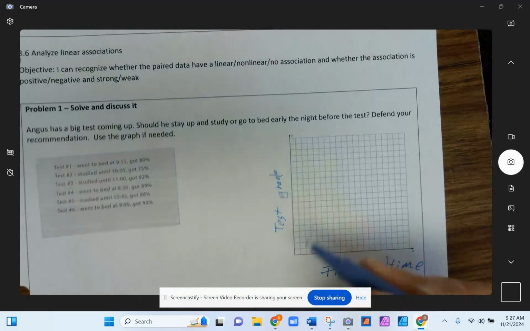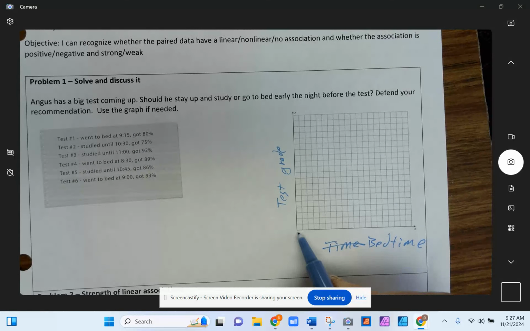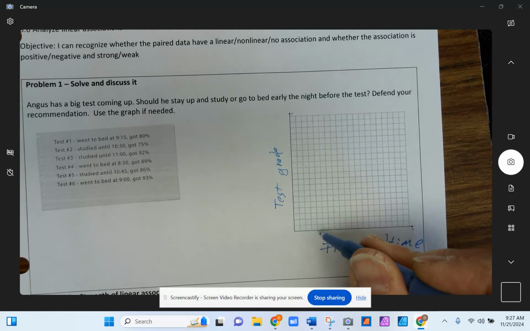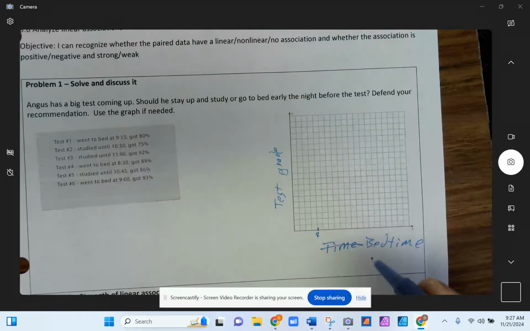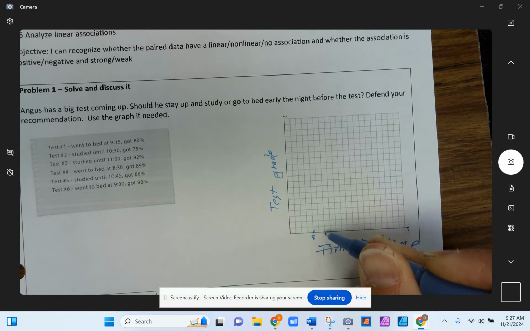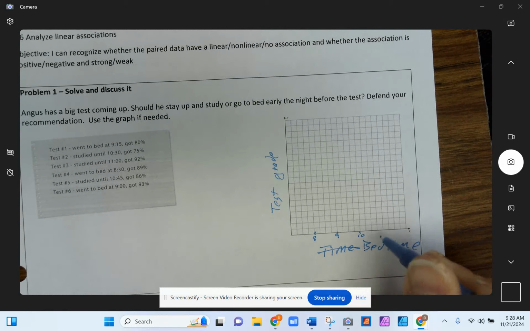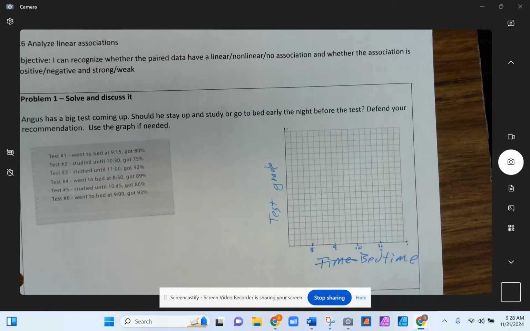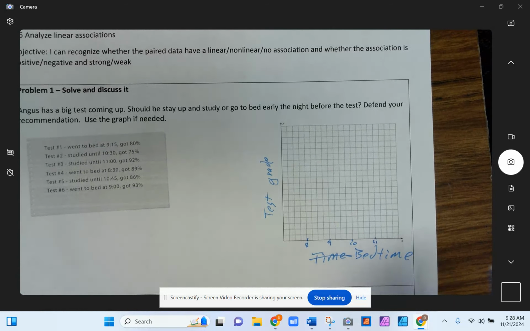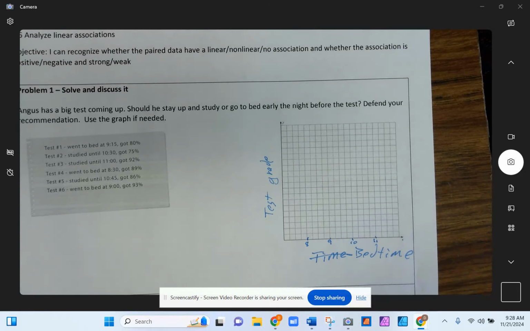So this is bedtime, and I'm going to go by 15-minute increments. This is 8 o'clock. Then 15, 30, 45, 9 o'clock, 9:15, 9:30, 9:45, 10 o'clock, 10:15, 10:30, 10:45, 11 o'clock, right there. I'm not going to label the increments, so hopefully you understand what 15-minute increments means.